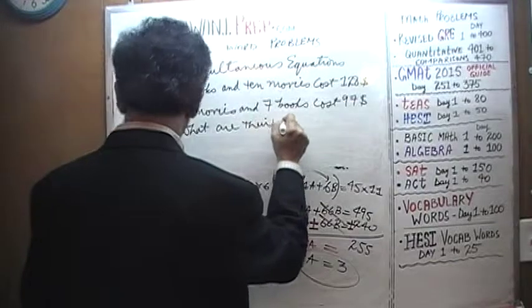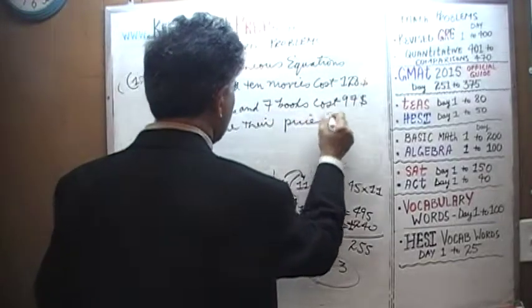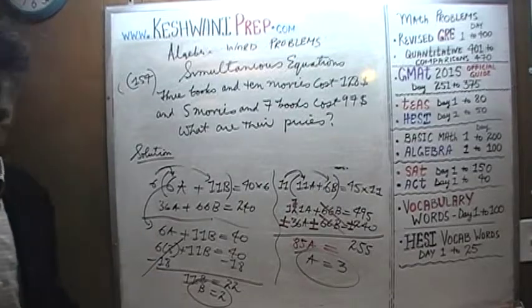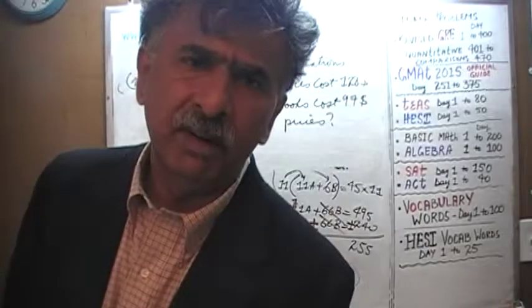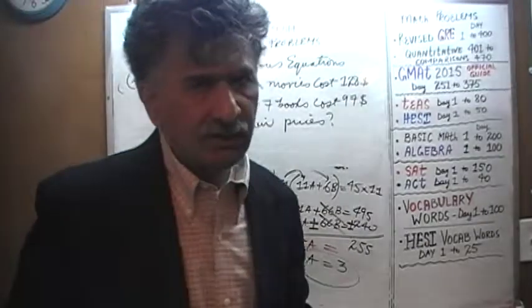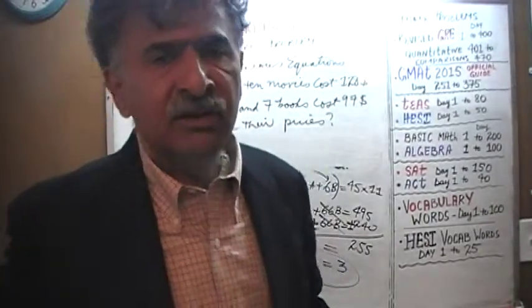Question is, what are their prices? Again, same exact situation as before. The only difference is that instead of apples and bananas, we have movies and books. That's all it is. Nothing has changed. Same logic, same rationale, same methodology, same everything.